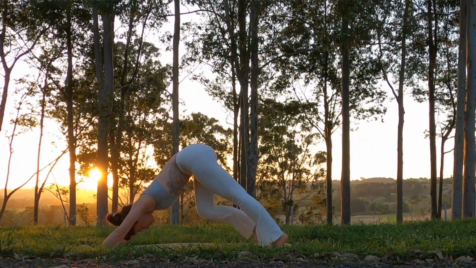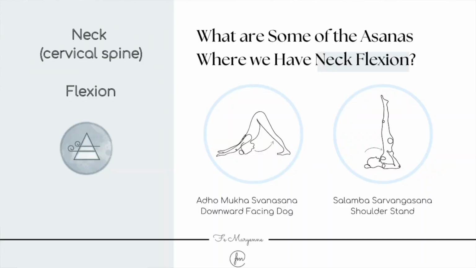It's crucial to perform neck flexion exercises mindfully and gently to avoid straining the neck muscles or compressing the cervical spine. What are some of the asana where we have neck flexion? Adho Mukha Svanasana, of course, it's a gentle movement, it's very subtle, downward facing dog. Or Salamba Sarvangasana, shoulder stand.